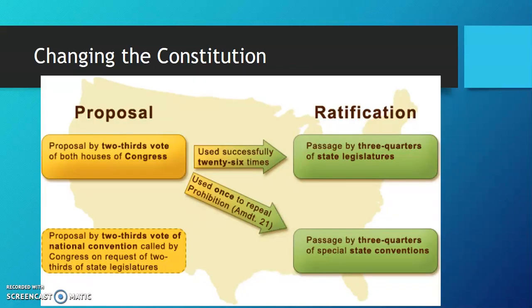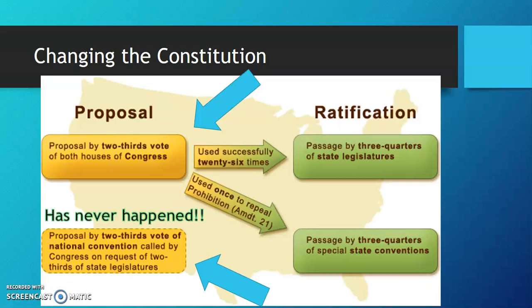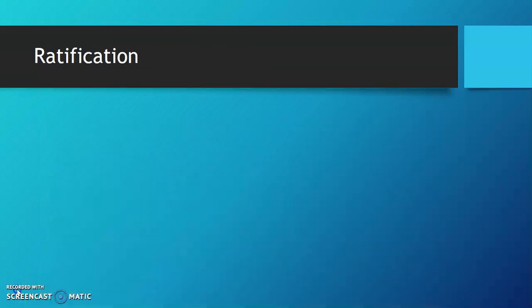So when we're talking about proposals, we're going to be looking at the left side of this graphic here. This is the first option. As you can see, it's proposed by 2/3 of the vote in both houses of Congress. And then the second option would be a proposal by 2/3 vote of a national convention, which was called by Congress at the request of 2/3 of state legislatures. Once again, that has never happened. Only the top proposal has happened.